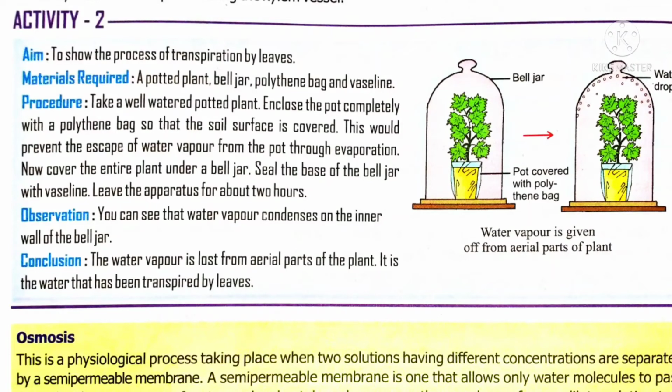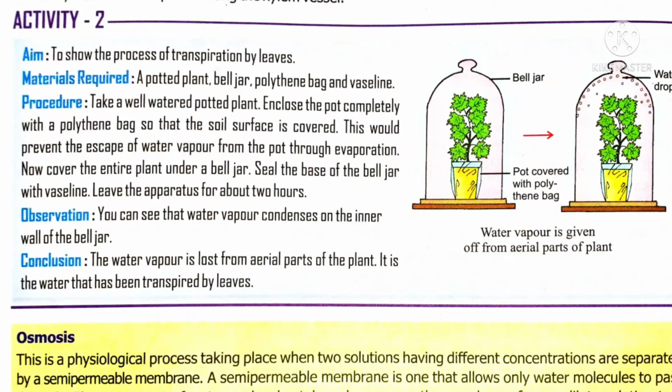Today, let us move on to Activity 2 to show the process of transpiration by leaves. The materials required are a potted plant, a bell jar, a polythene bag, and Vaseline. Here, what you are going to do is take a watered potted plant and cover the pot with a polythene bag. Why do we do so? We are covering this pot in order to avoid the transpiration of water vapor through the pot.